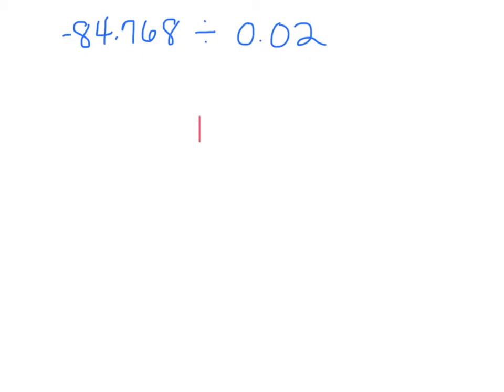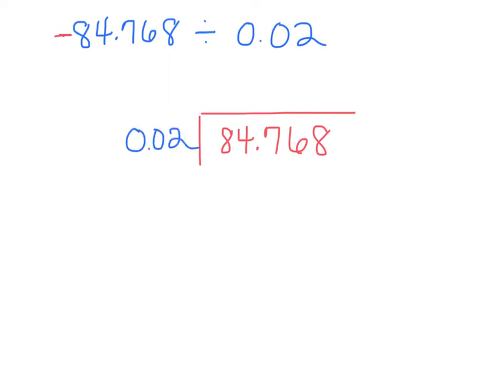All right, so first thing that you need to know is this first number always goes on the inside when you're dividing, okay? That's called the dividend, okay? That goes on the inside. Now, don't worry about this negative sign till later, so just go ahead and write 84.768 on the inside. Okay, the second number is the divisor, so I'm going to put 0.02 on the outside.